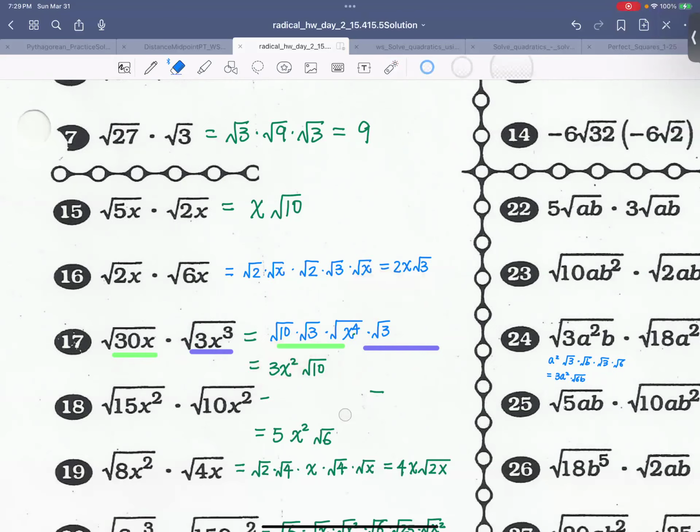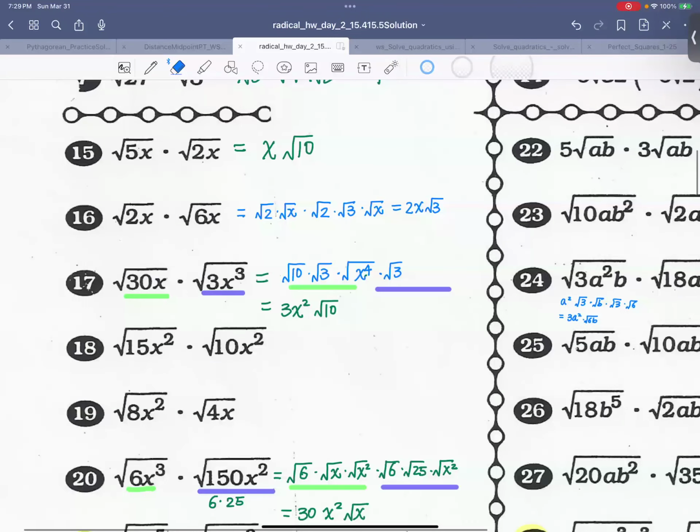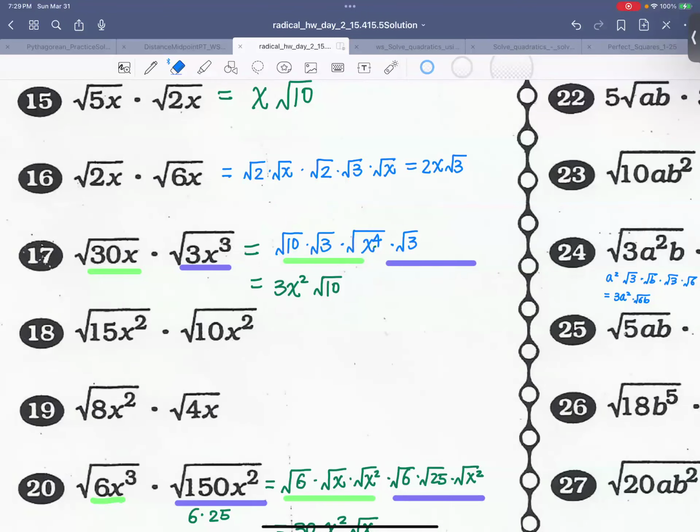Go ahead, try 18 and try 19 by yourself. Do it, okay? If you have trouble, you can unmute yourself. I will do these 2 questions with you together.